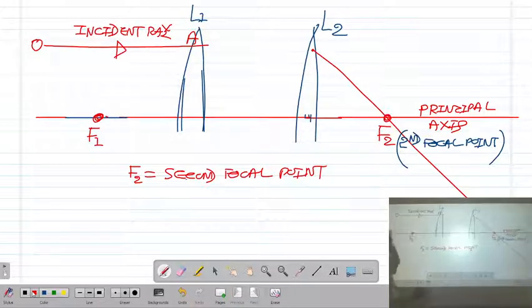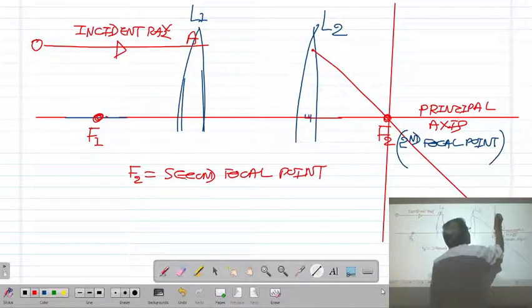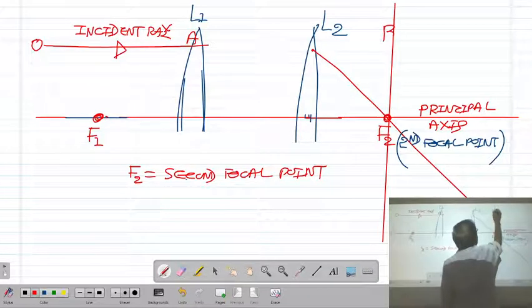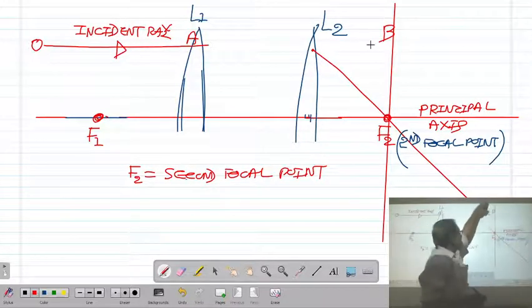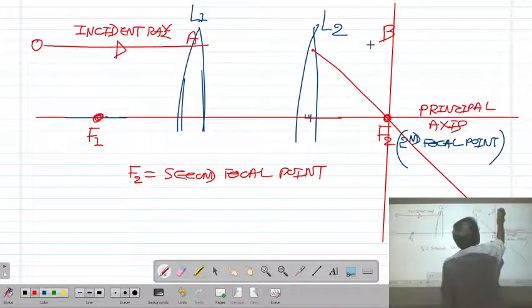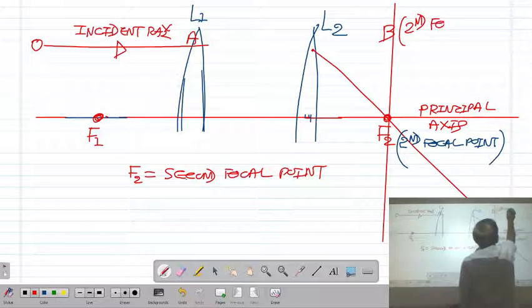Now I consider one plane passing through F2 and perpendicular to the axis. This plane is represented by BF2. So this BF2 is the plane passing through the second focal point F2 and perpendicular to the axis. This BF2 is called the second focal plane.